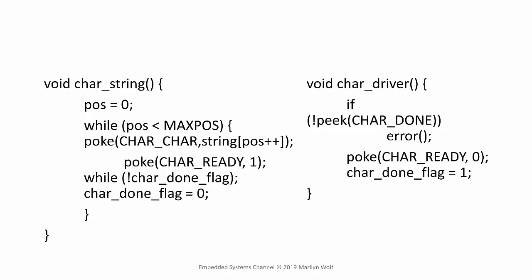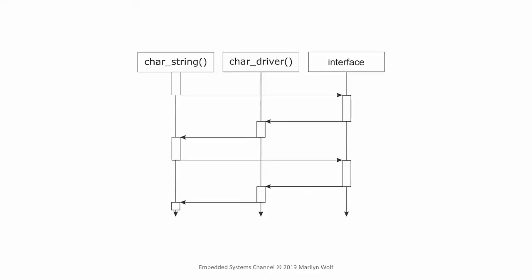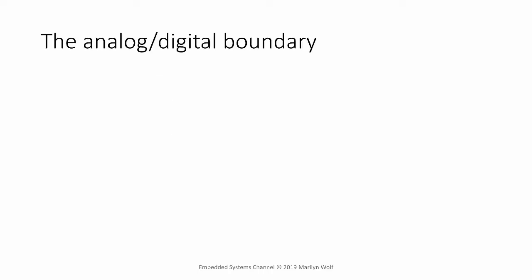These routines describe part of the software side of the system. The char string function manages the buffer that stores intermediate data. The char driver function talks to the interface itself using the peek and poke functions. This sequence diagram shows the flow of data between the character string buffer, the driver, and the actual interface.